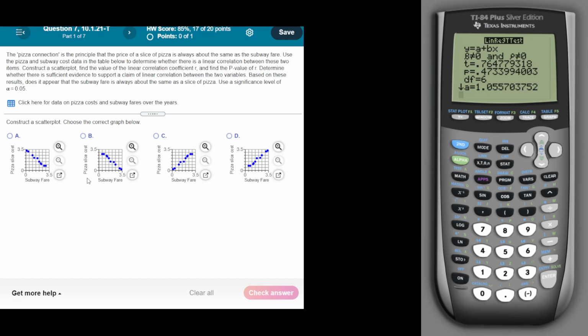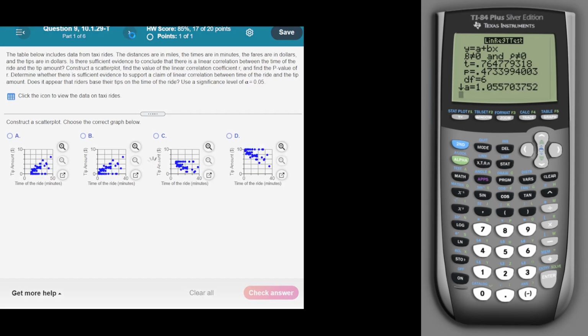Okay, what else we have? This is a very similar question, so we don't have to go over this one. I have number 11, which is definitely going to be on your exam. So let's go all the way to 11.